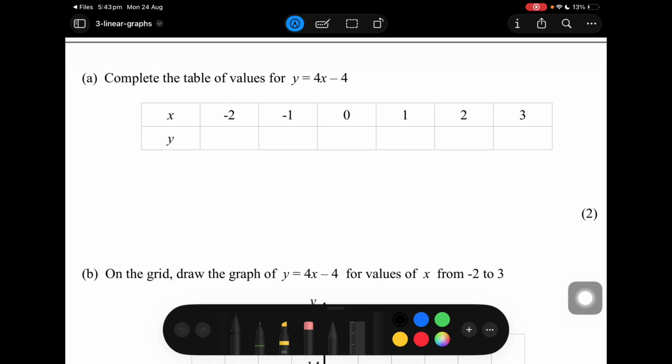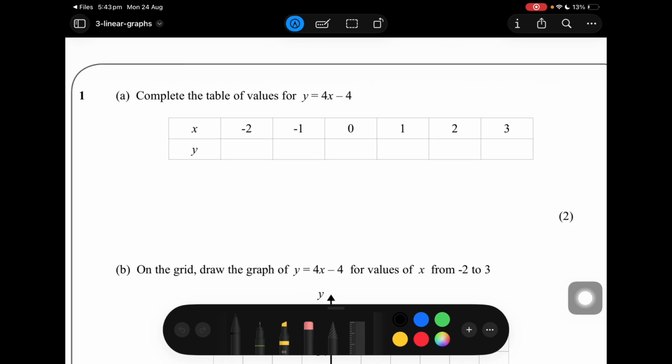Complete the table of values for y equals 4x minus 4. And then we have the x values, but we don't have the y values. So what this basically means is that for y, you have to substitute x into the y equation.